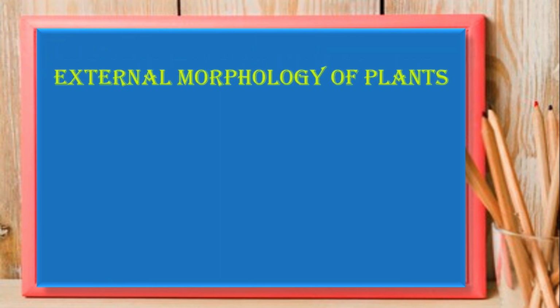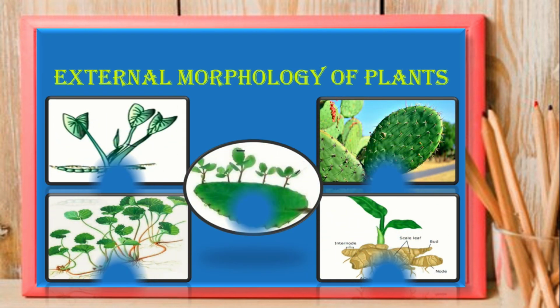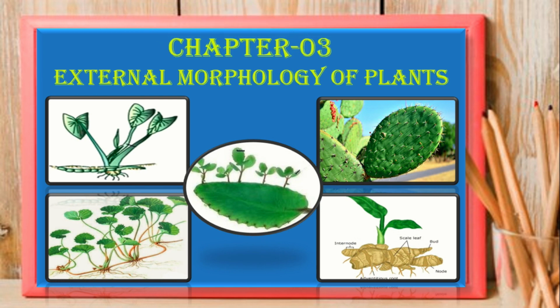Today I am going to talk about external morphology of plants from chapter 3 of your textbook. Here the word morphology has come from two words, morpho and logy. Here morpho means structure and logy means study.